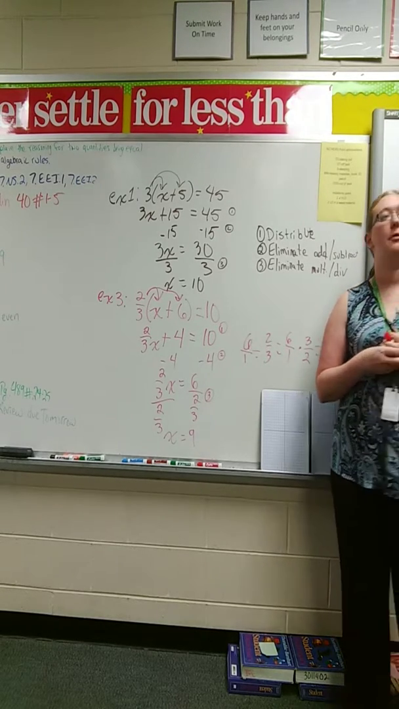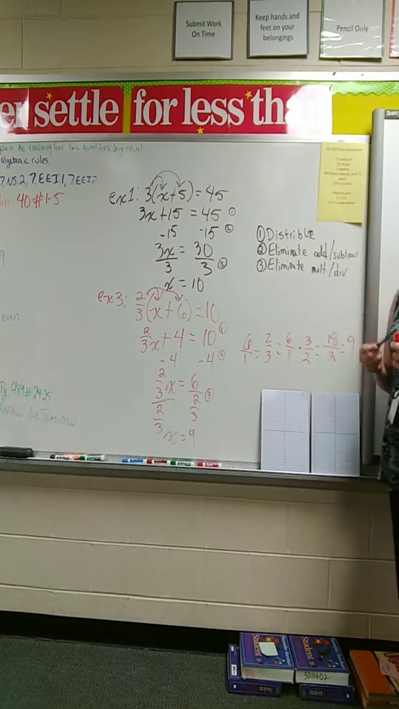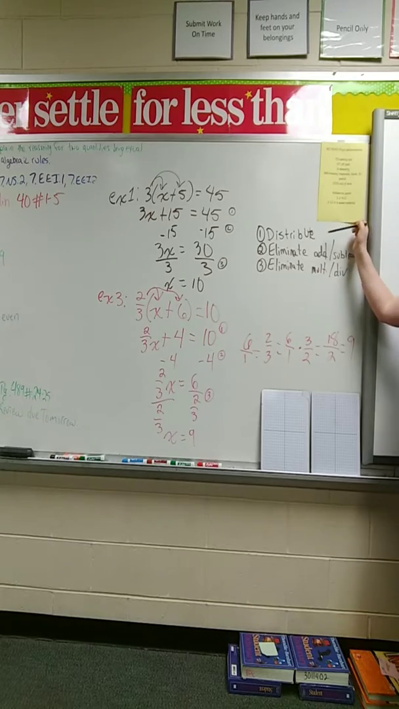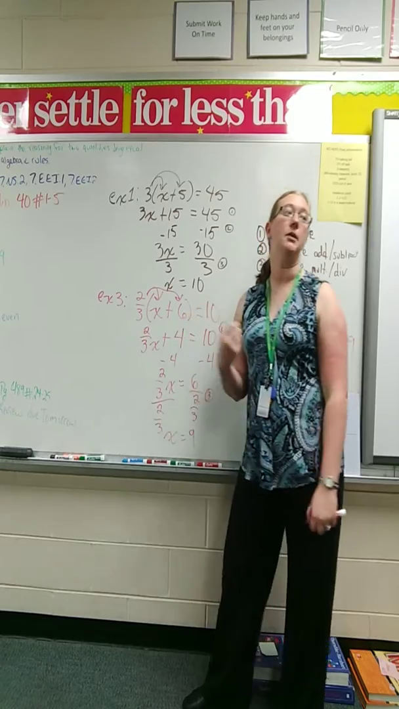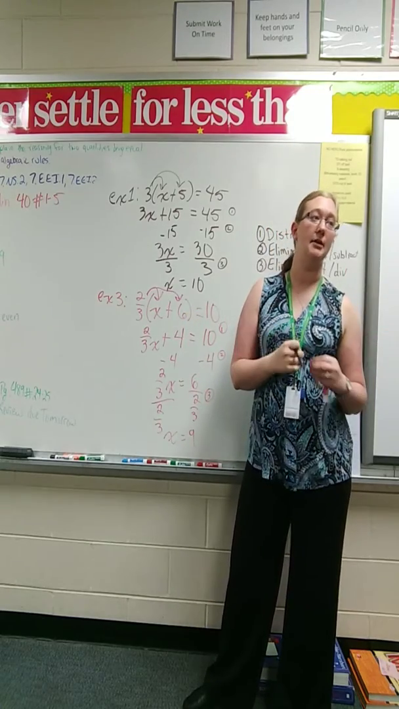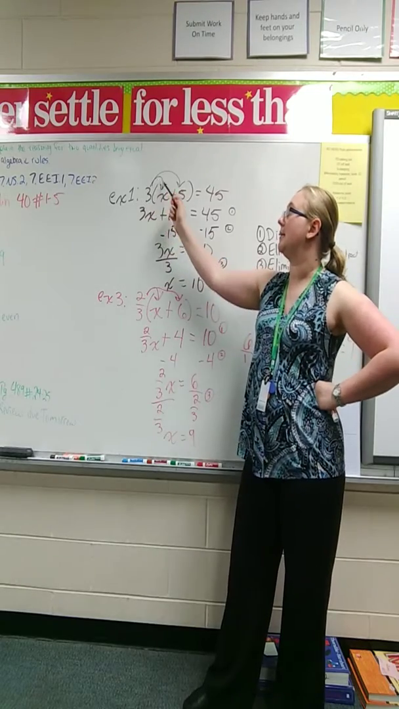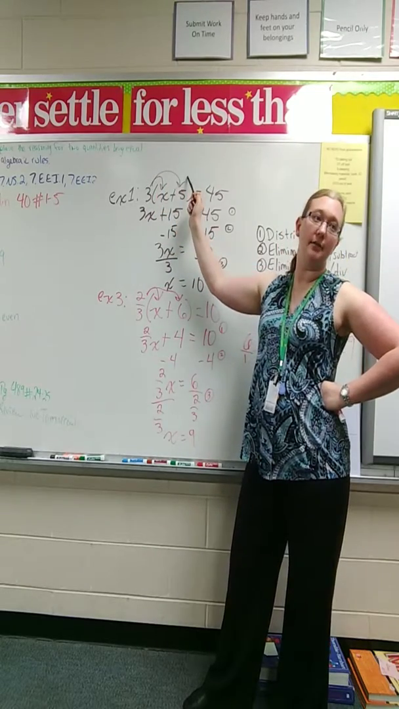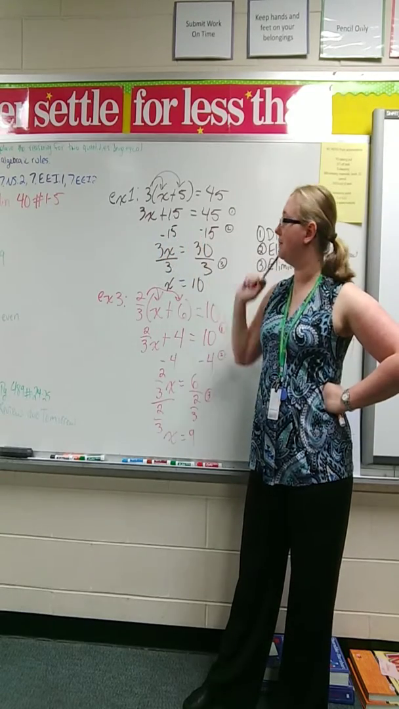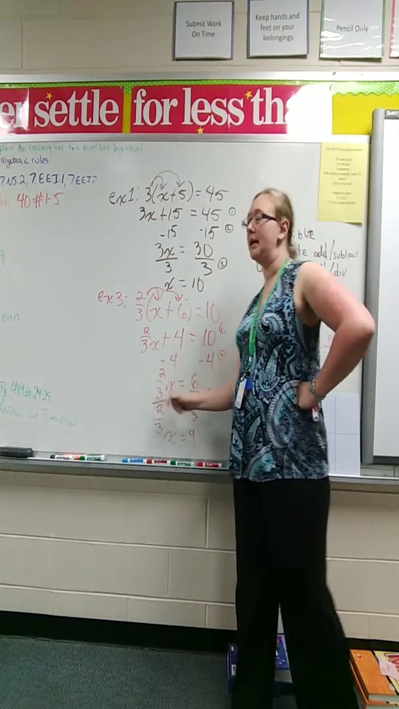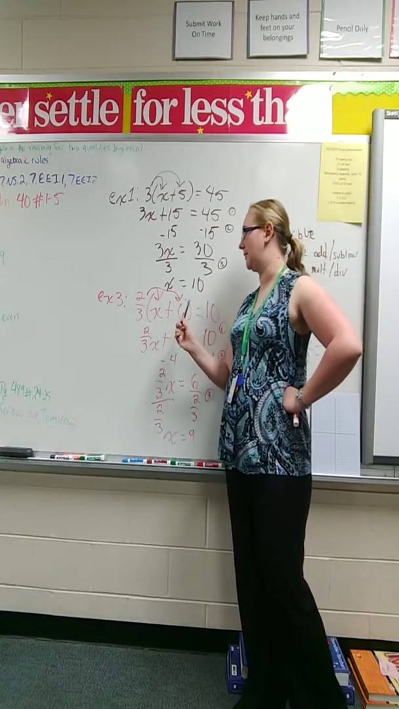Let's go over what our process was. Step 1 says to distribute. That means we take that number outside of our parentheses and we multiply it by each part inside the parentheses. So we take 3 times the x and 3 times the 5. That gives us 3x and 15 here in example 1. In example 3, that gives us 2/3 of x and 4, because 2/3 times 6 is 4.